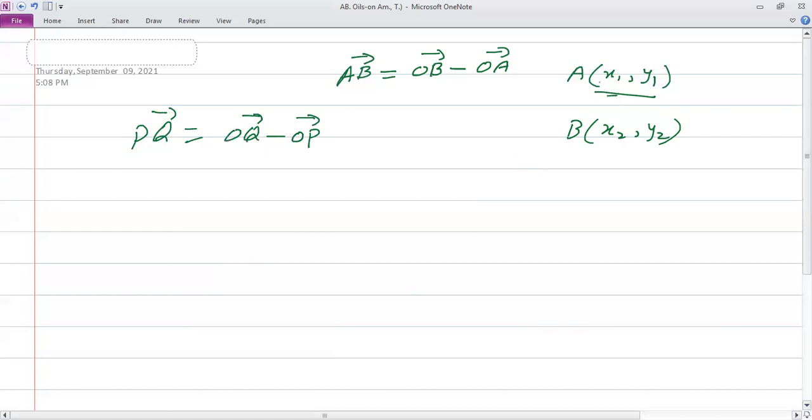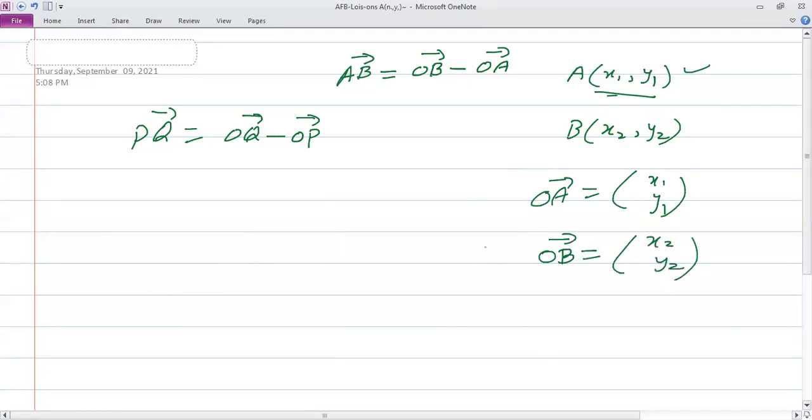So this is your coordinate A. If you have to write OA, it will be x1, y1. Like this is the coordinate, so when you want to write OA, it will be x1, y1. In the same way, if you want to write OB, it will be x2, y2. Okay. Let me take one example here for you that we will solve, so you will understand the concept of this.